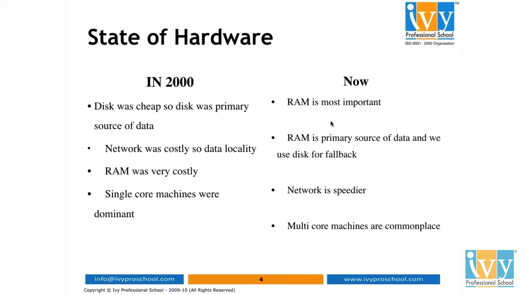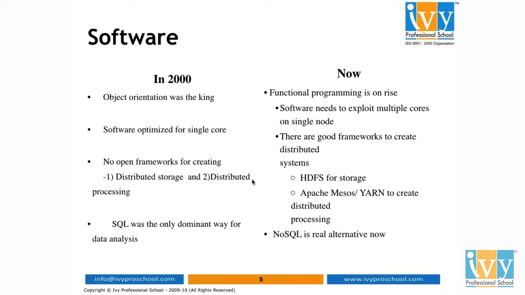But now RAM is actually the most important thing, and RAM is the king. So now RAM is the primary source of data, and we use disk only as a fallback. Network has also become speedier. Earlier we were using single core machines, now multi-core machines are commonplace. So this is the evolution. I'm showing you how distributed systems have evolved because of these changes in hardware.